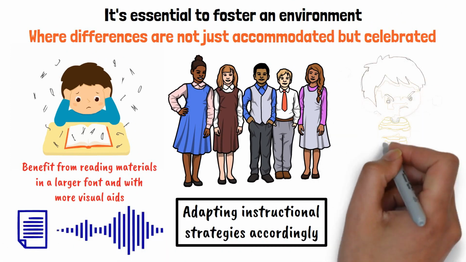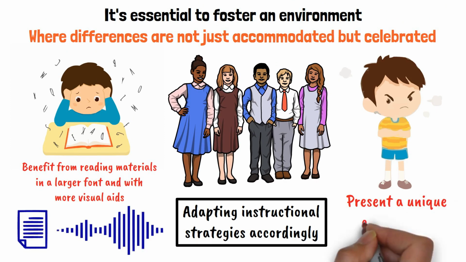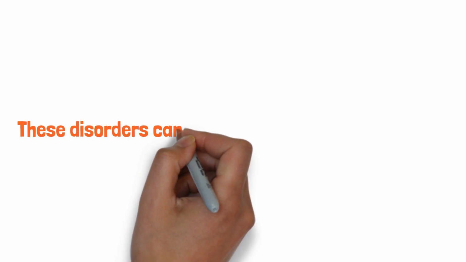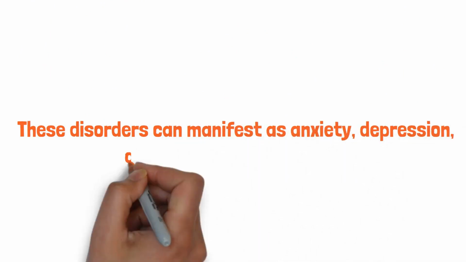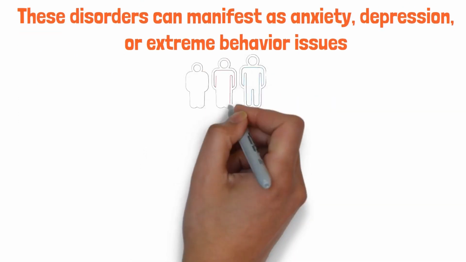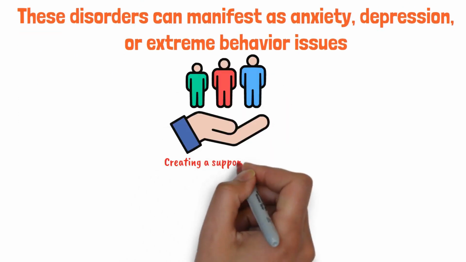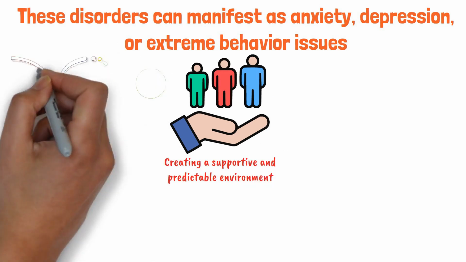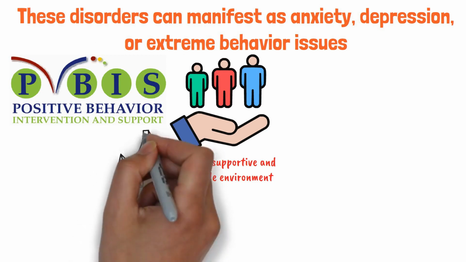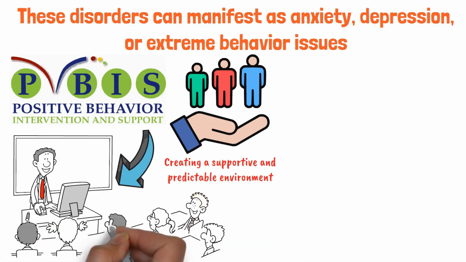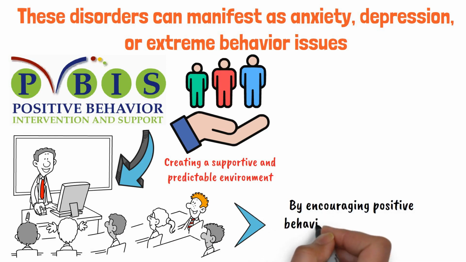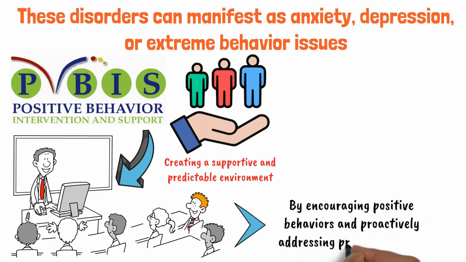Students with emotional behavioral disorders present a unique challenge in inclusive settings. These disorders can manifest as anxiety, depression, or extreme behavior issues. The key to successful inclusion here is creating a supportive and predictable environment. Techniques such as positive behavioral interventions and supports can be effective. PBIS focuses on enhancing the overall school environment by encouraging positive behaviors and proactively addressing problematic ones.